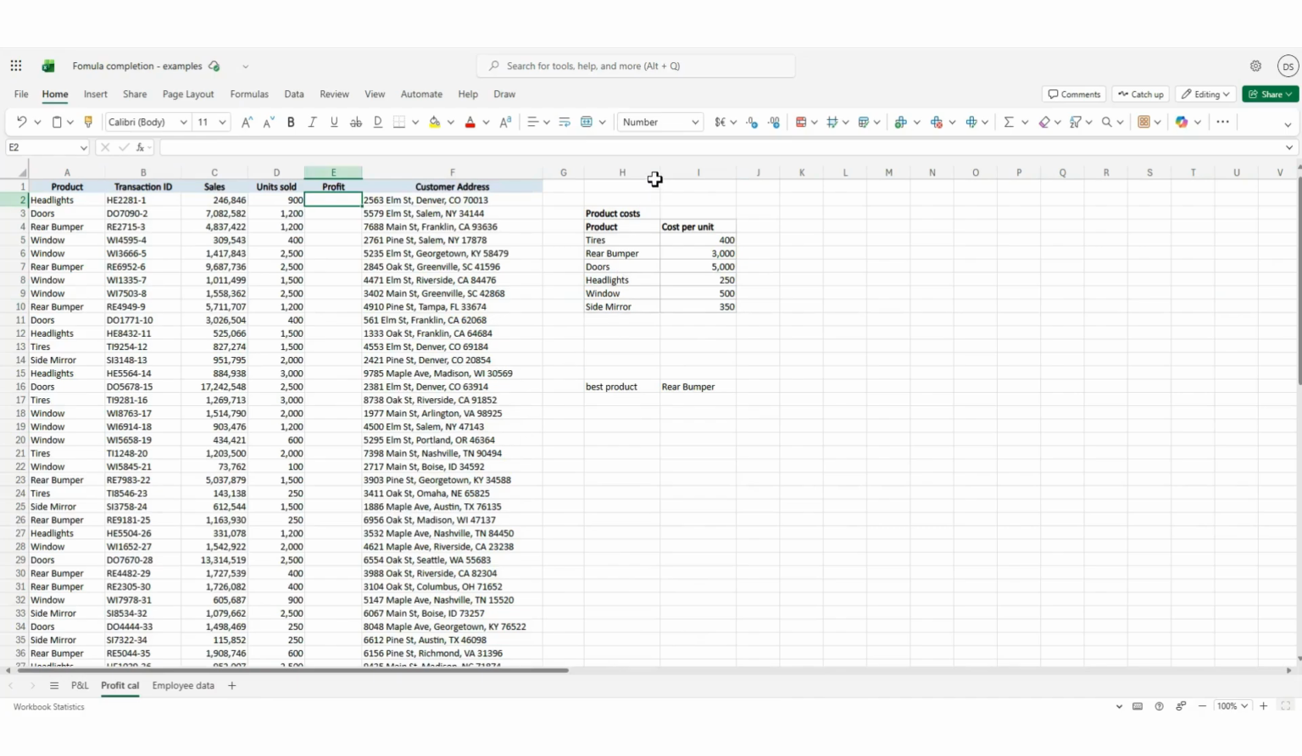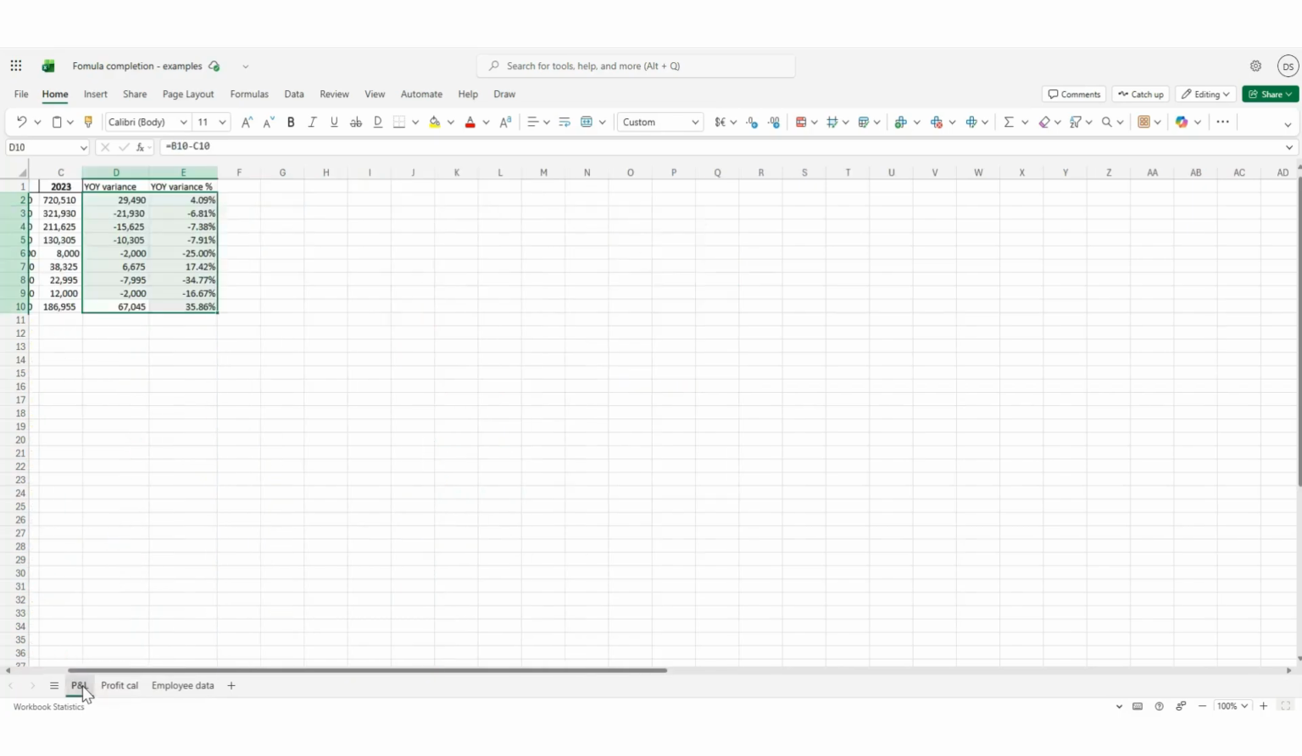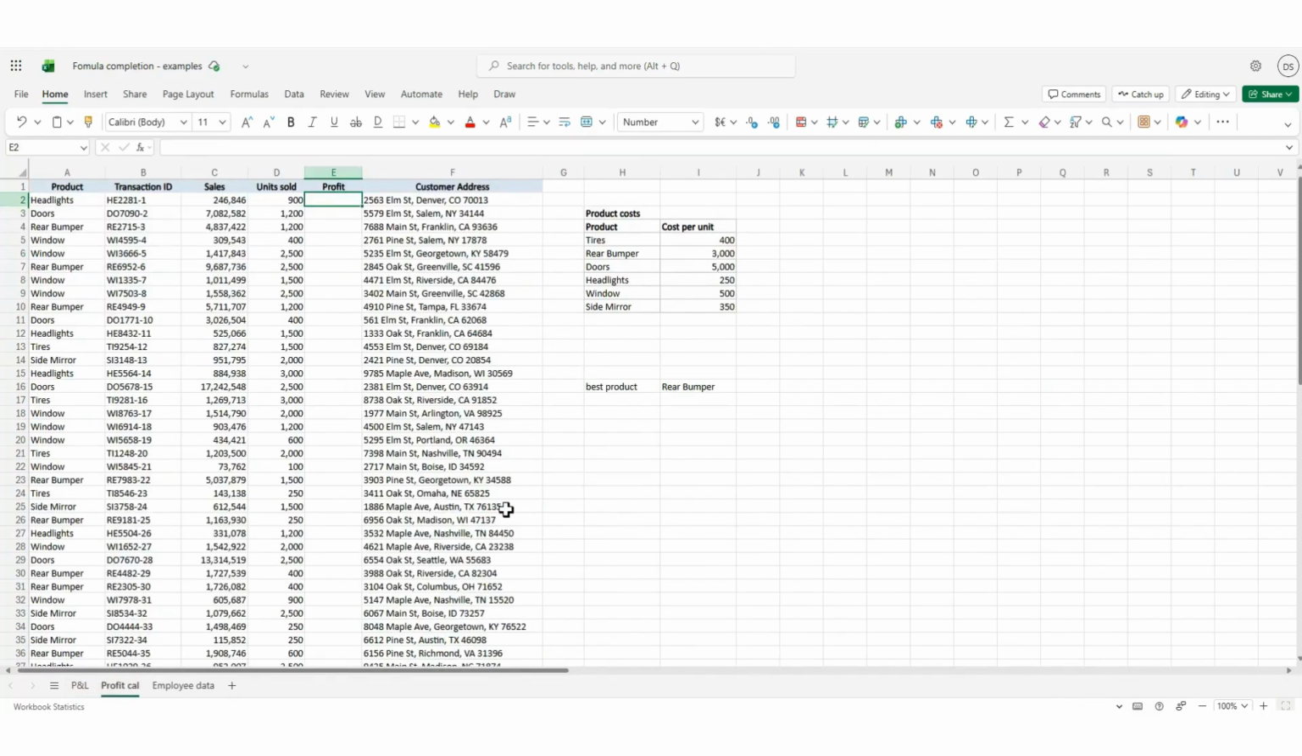Now let's look at a more complex and a comprehensive formula than a straightforward one that we've seen earlier. In case we would like to calculate the profit for each of these transactions, we need to take out the cost from the sales amount given here. And in order to arrive at the correct cost amount, we need to multiply the units sold with the respective product cost, which is given in this table over here. So let's see if Copilot is able to make a correct suggestion here.